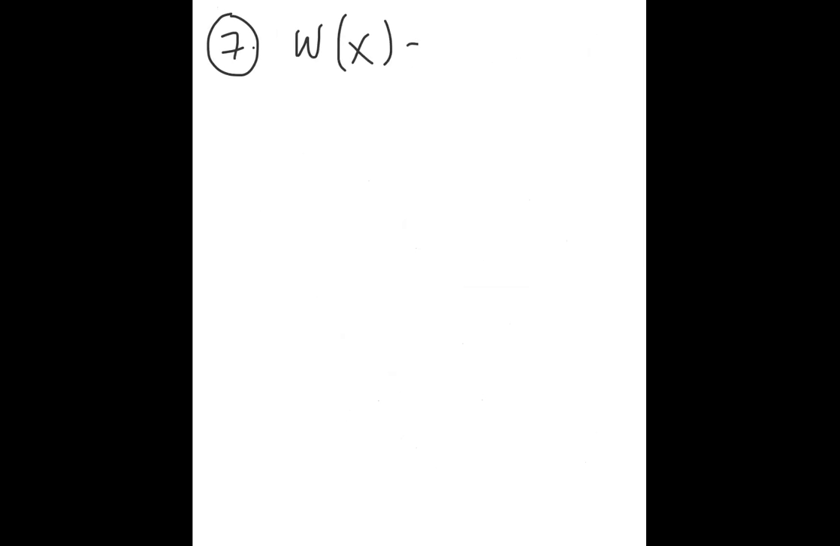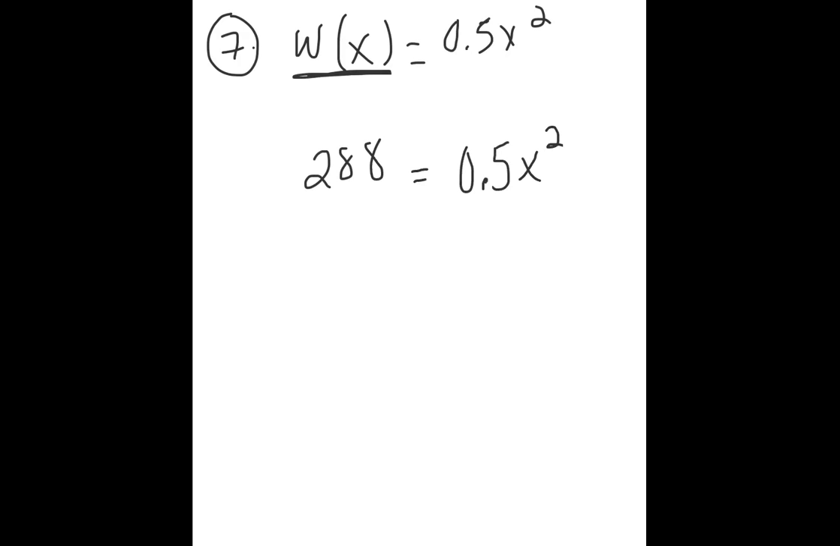W of x is equal to 0.5x squared, gives the number of servings of wedding cake that can be obtained from a 2-layer x-inch wedding cake. What size square wedding cake tier is needed to serve 288 people? The length of one side of the square wedding cake tier is how many inches? Okay, now the W of x represents the number of people it's going to serve. So we're going to take that 288, because we want to serve 288 people, and set it equal to 0.5x squared, the equation, and solve for it.